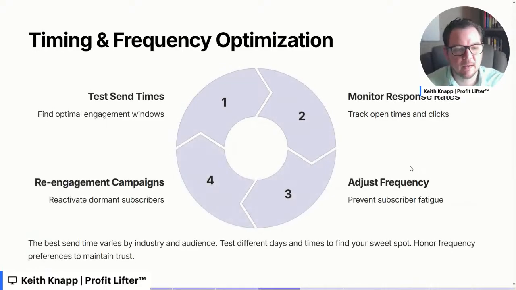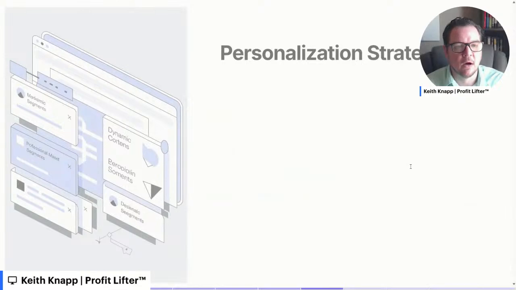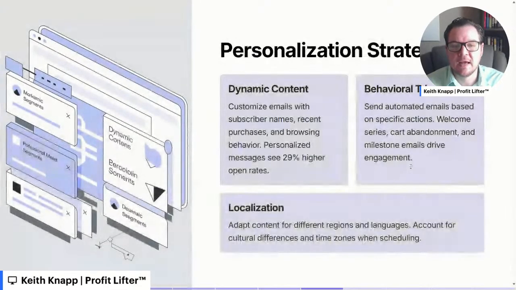All right, personalization strategies. This is going to help your open rates. This is going to help your engagement rates. Dynamic content: customize emails with subscribers' names, recent purchases, and browsing behaviors. Personalized messages see a 29% higher open rate.